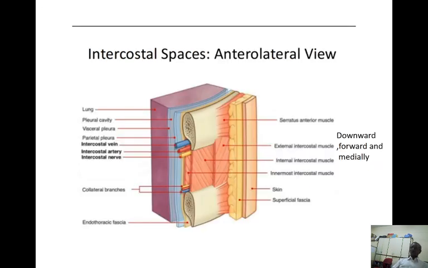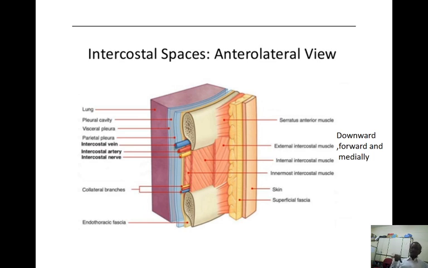So now a typical intercostal space looks like this in the anterior lateral view. First, we are seeing the skin, then the superficial fascia, then the external intercostal muscle. The fibers are running downwards, forwards and medially. So it is in the lateral aspect. The fibers of the internal intercostal muscle are in the opposite direction. They are almost downwards and lateral.